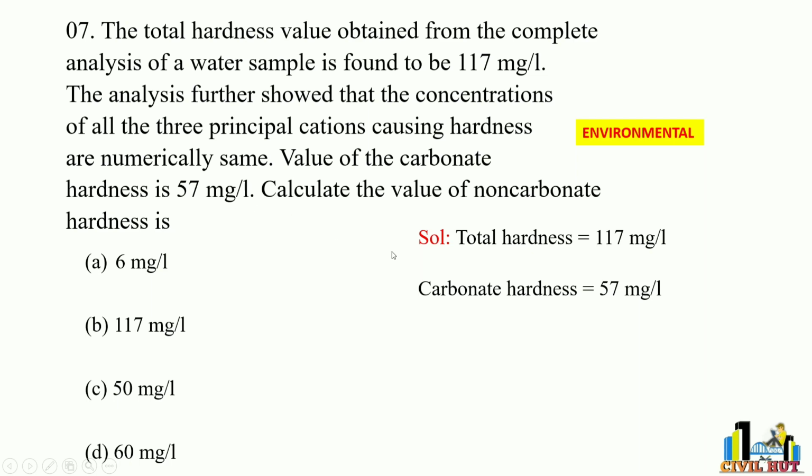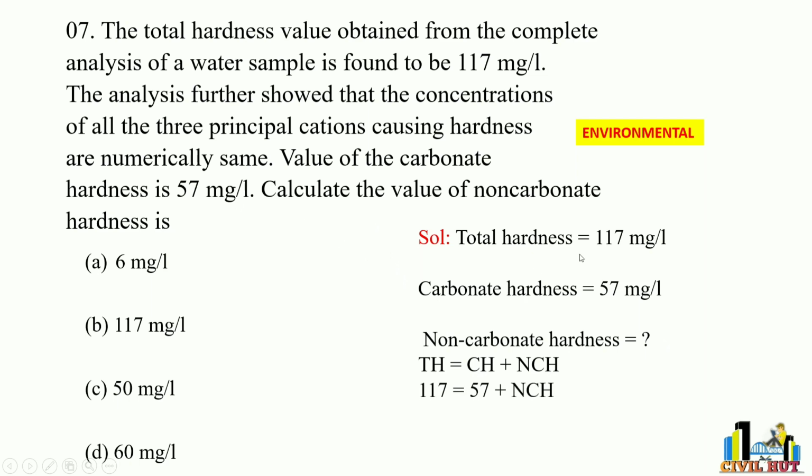Given that total hardness is 117 mg per liter and the carbonate hardness is 57 mg per liter, we have to find the non-carbonate hardness. Total hardness equals carbonate hardness plus non-carbonate hardness. Given that 117 equals 57 plus non-carbonate hardness, we get non-carbonate hardness equal to 60 mg per liter. Our option is D. This is from environmental engineering.